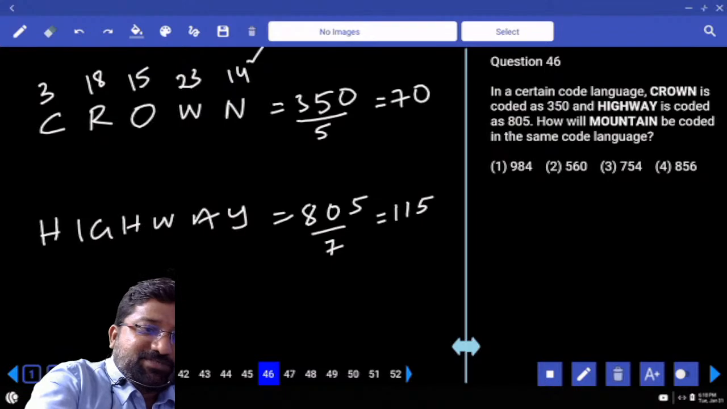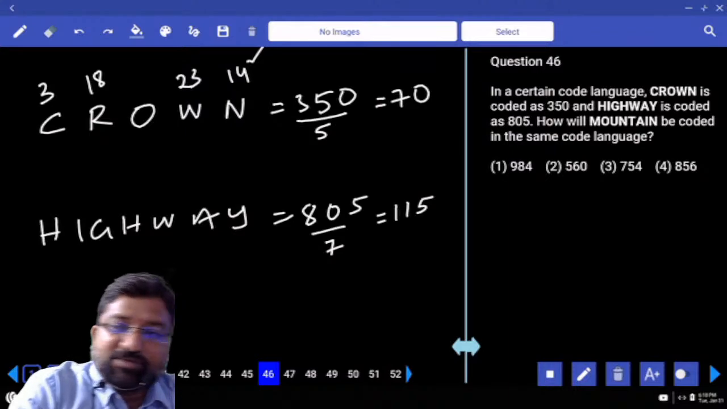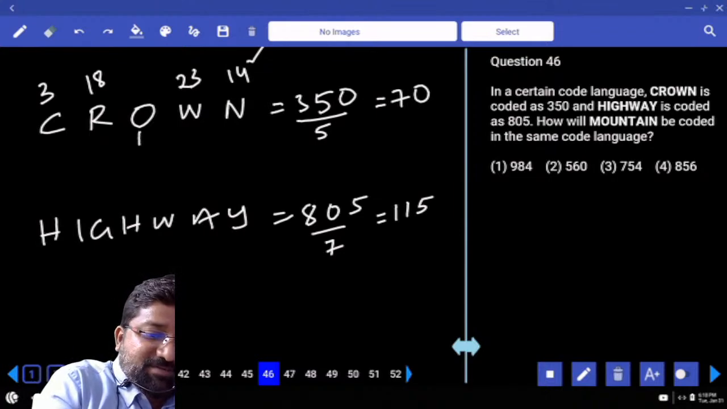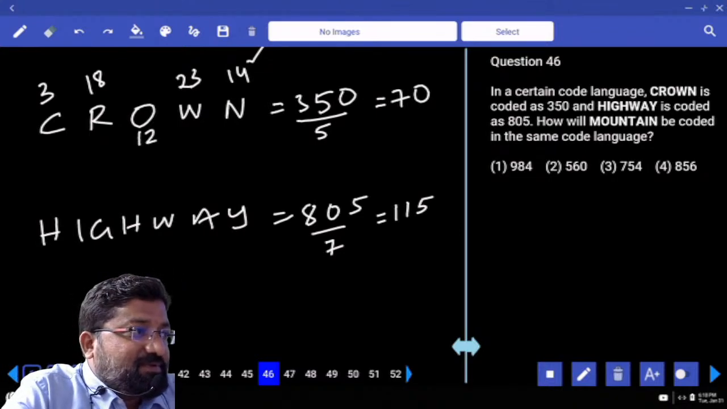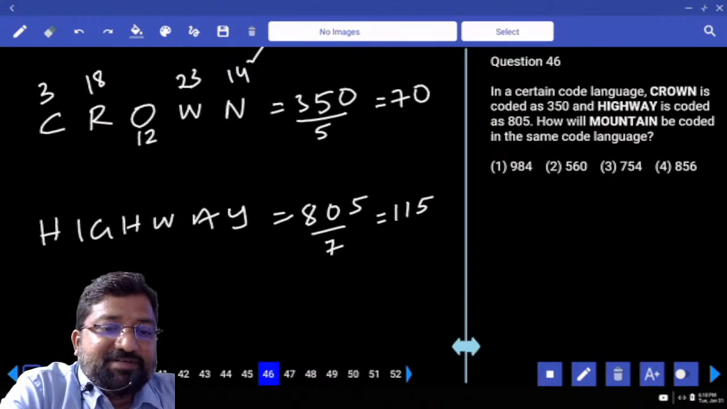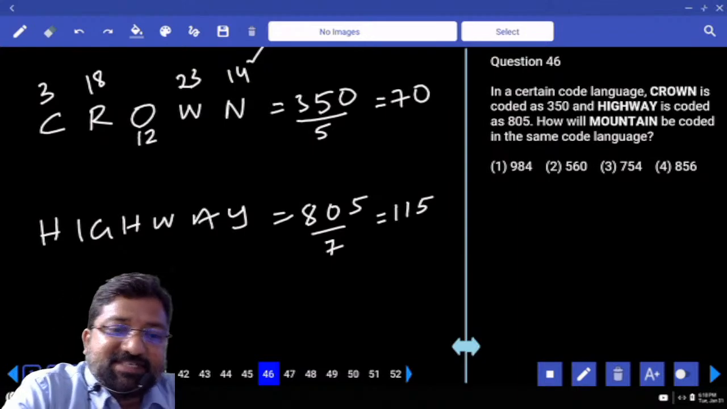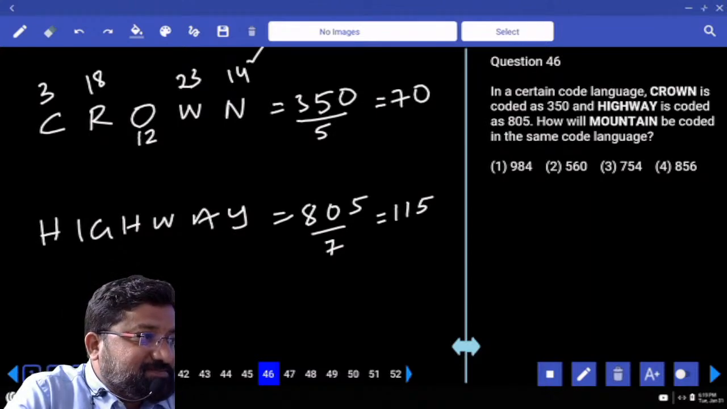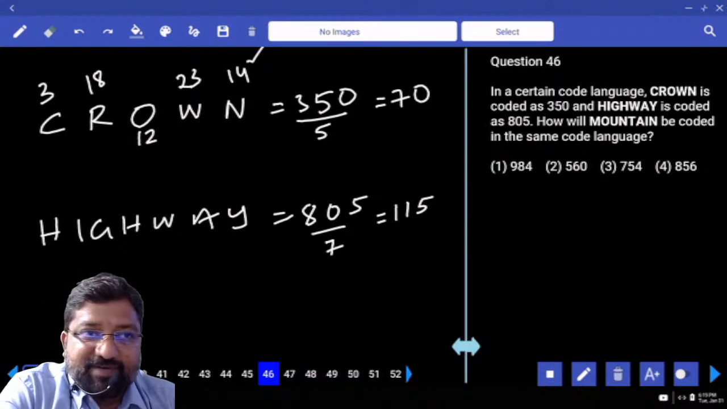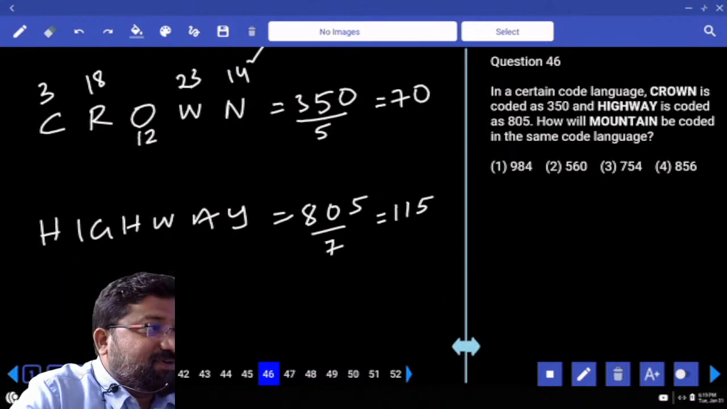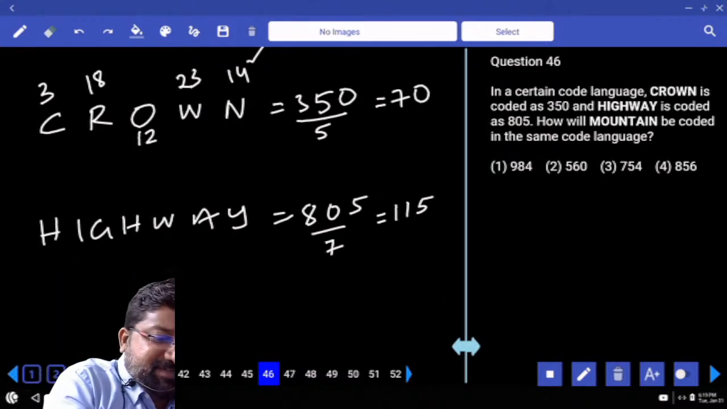ఈ క్వశ్చన్ ఎంత అద్భుతమైన క్వశ్చన్ అంటే, what is opposite to O? L is how much? ఇప్పుడు లెక్కేద్దాం. 3 + 18 = 21, 21 + 12 = 33, 33 + 23 = 56, + 14 = 70. సరిపోయిందా? ఎస్. అంటే sum of the place values of consonants, but for vowels it is going for the opposite. Very tough. This is not that easy.